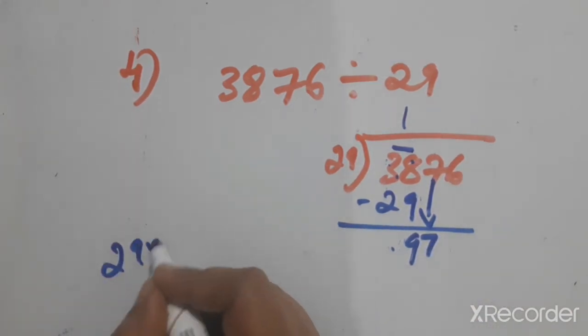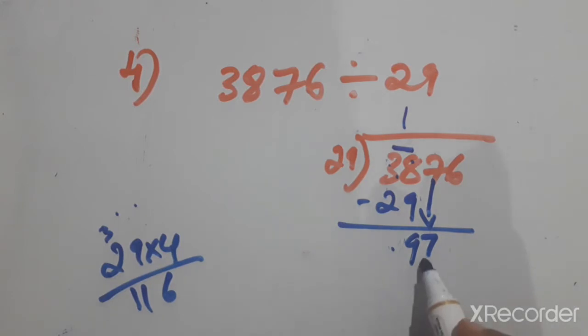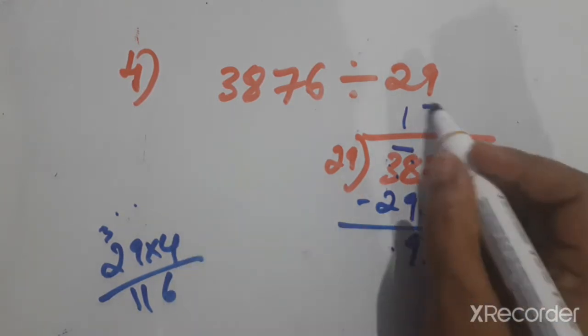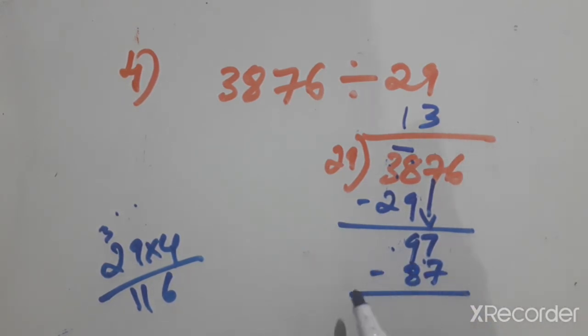So 29 into 4 we will check. 4 9s are 36, 4 2s are 8, 9, 10, 11, 116. So 116 is greater than 97. So 29 3s are 87. So 29 3s are nearer. 7 minus 7 is 0. 9 minus 8 is 1, giving 10.